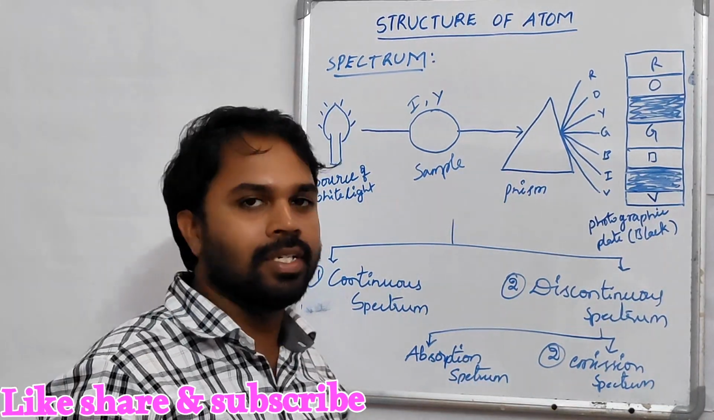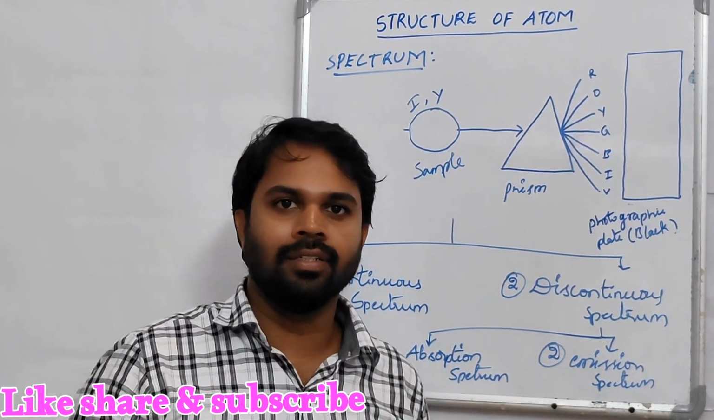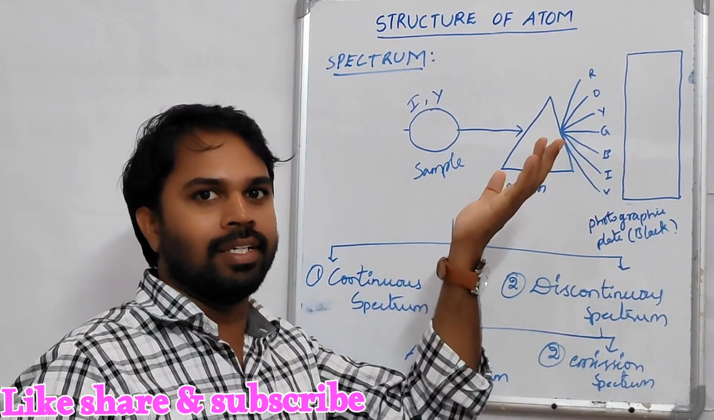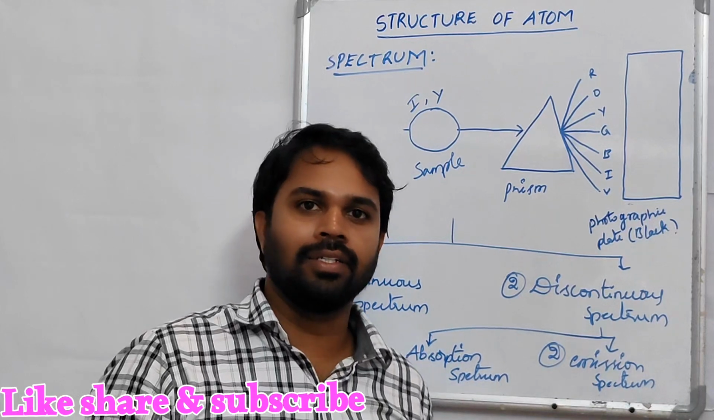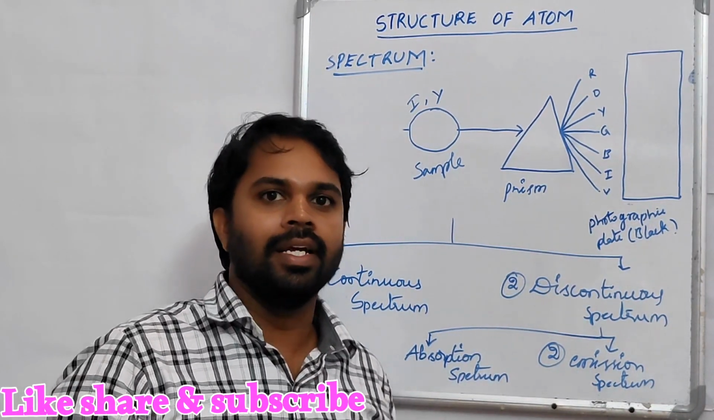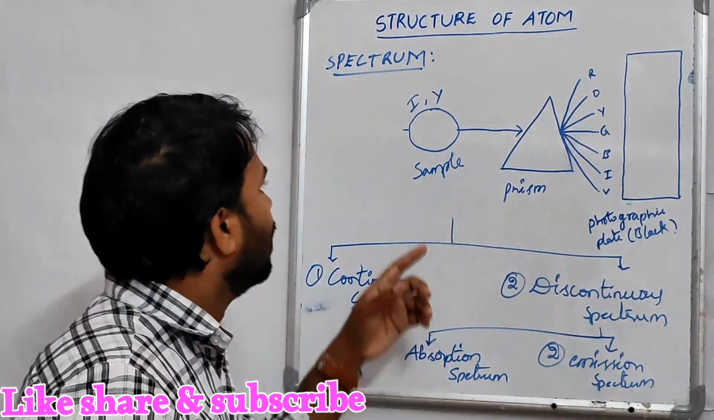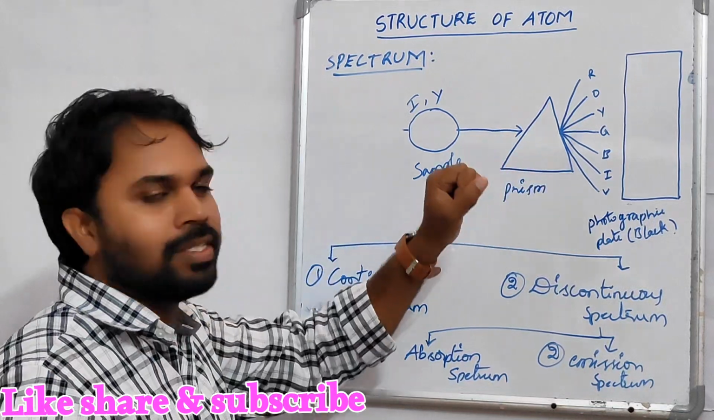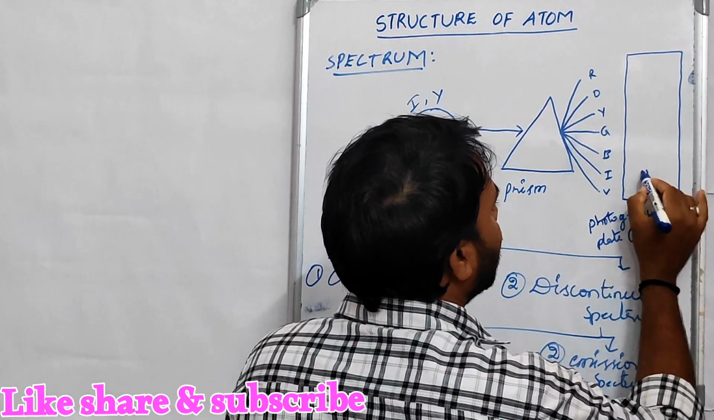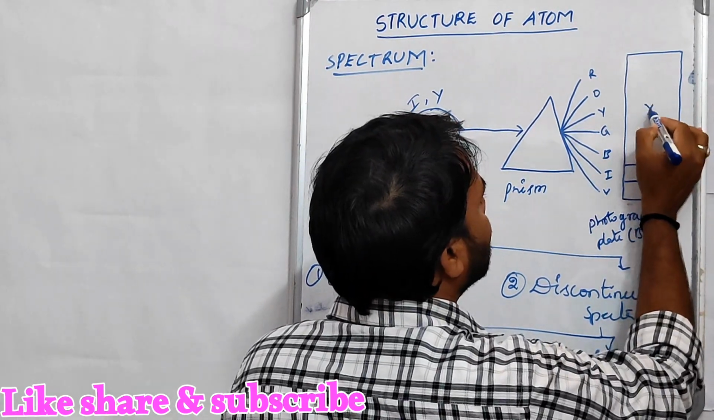Now come to the emission spectrum. Emission spectrum is formed due to emission of radiation. In the previous case, electrons absorb energy and get excited. In the excited state, they are unstable, so they come back to the ground state. In this process, they emit the same amount of energy which they absorbed. This radiation passes through the prism. On the photographic plate, we can observe indigo color is present here and yellow is present here.